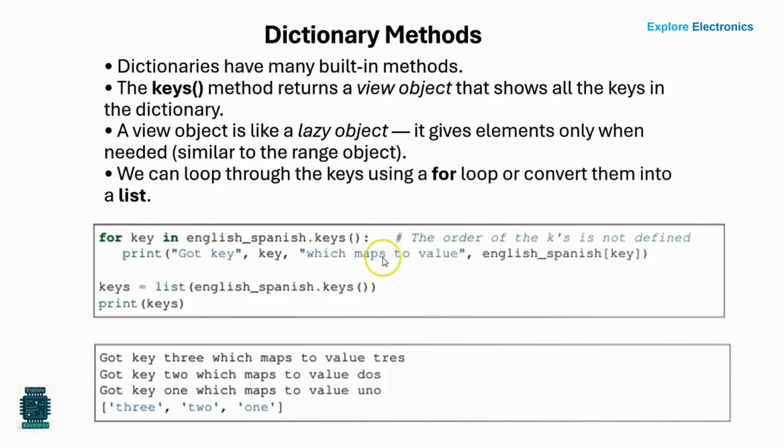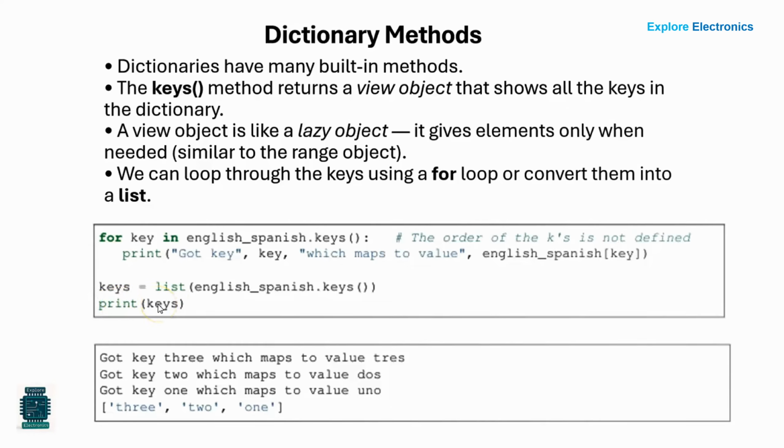Here it will print as it is in the output of that English Spanish key. English Spanish key means it is a value. After that, it will print line by line, because I have 3 keys in the dictionary. Keys is equal to list English Spanish keys. It will print only keys. Whatever the keys I have, it will print only the keys.